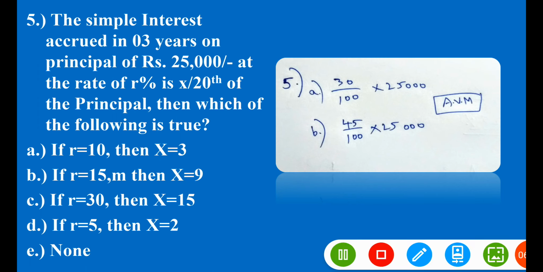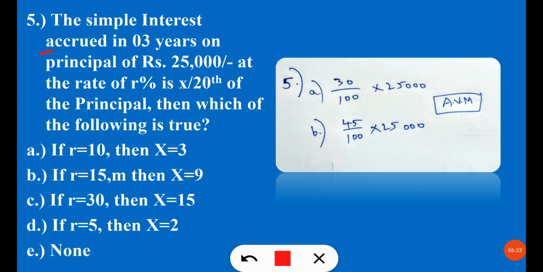Moving to the last and final question, the fifth question. The simple interest accrued in 3 years on a principal of 25,000 rupees at the rate of R% is x by 20th of the principal. Then which of the following is true? Here we have to follow the answer verification method.